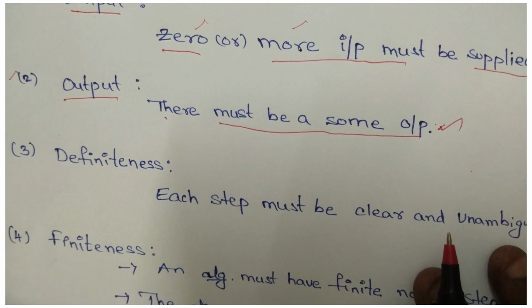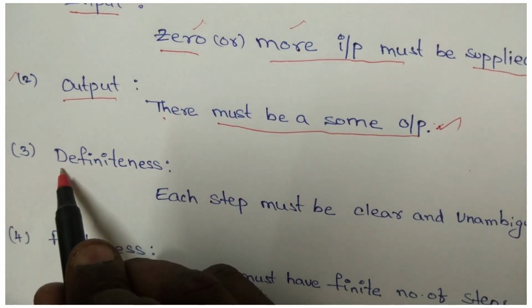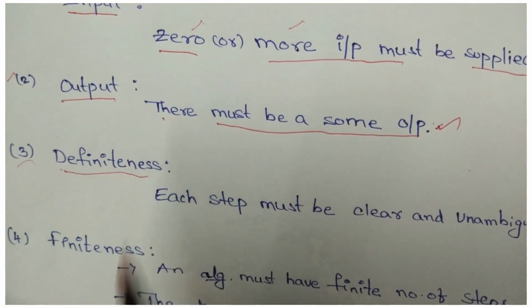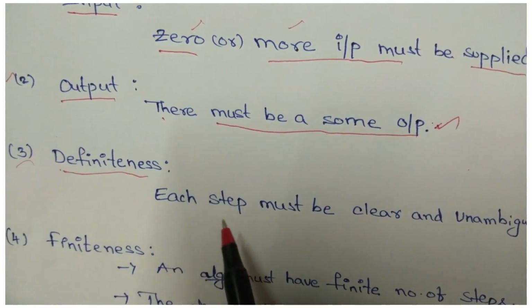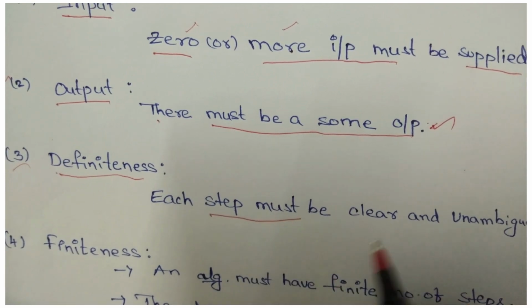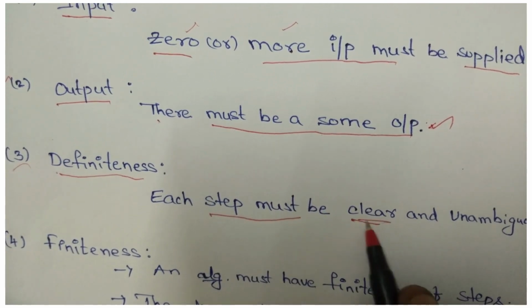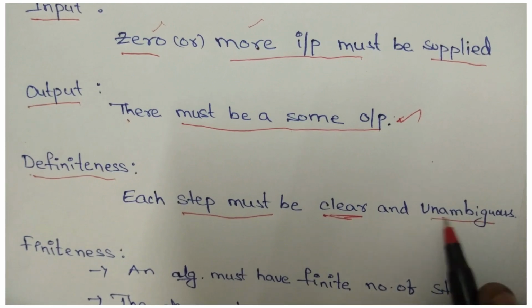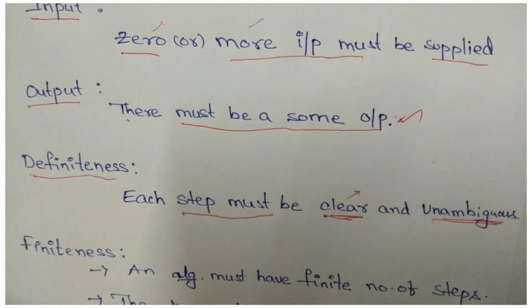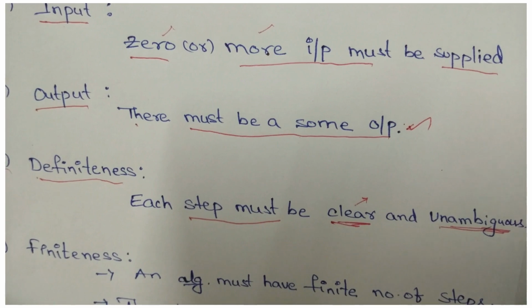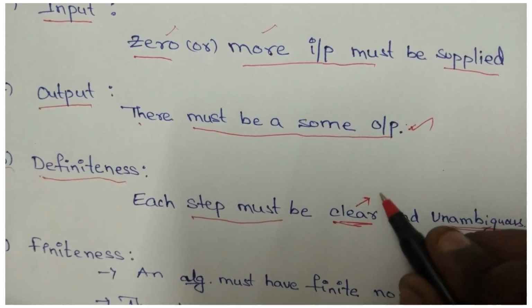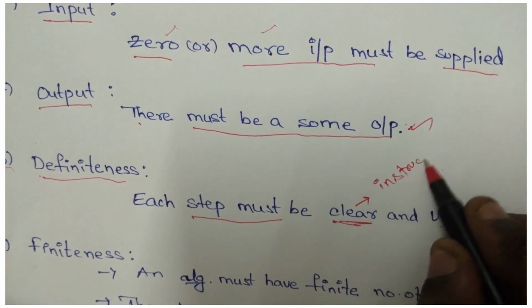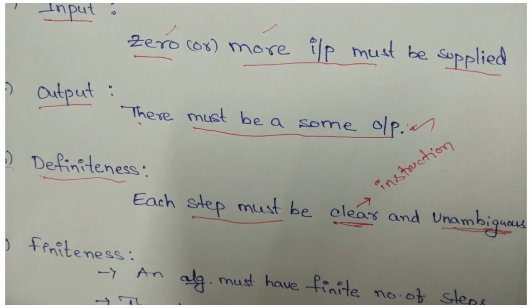And what is the third one? The third one is definiteness. What is meant by definiteness? An algorithm is a step-by-step process, so whatever steps you write must be clear and unambiguous. What is meant by clear? You are writing the algorithm to solve the given problem, and whatever instructions you write for each step must be clear.